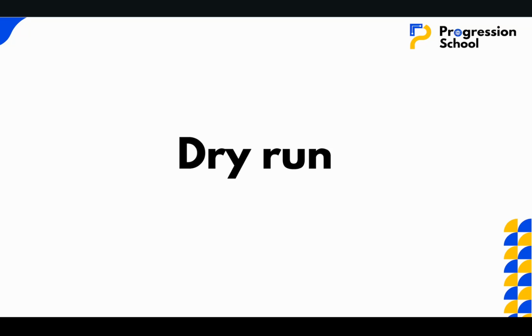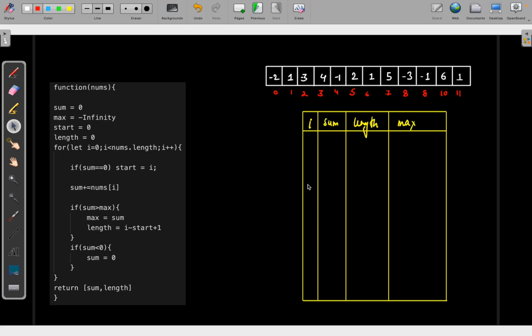In this video, we will see a dry run of the code. Now let's do a quick dry run of this code. So you can see we have taken a very big example, this nums array. And this is my table. Let's start. So sum is 0. So let's mention the first sum, that is 0.